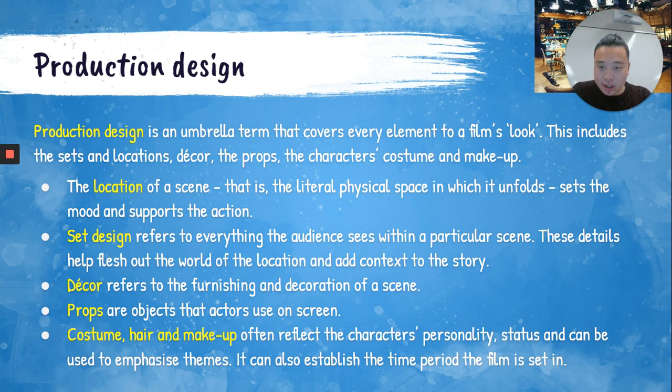Okie dokie. Production design is an umbrella term that covers every element of a film's look. This includes the sets and locations, the decor, the props, the characters' costumes, and the makeup. So we'll start off with location. The location of the scene refers to literally the physical space in which the scene unfolds. It's important because the location sets the mood and also supports the action. Set design refers to everything the audience sees within a particular scene. These details help flesh out the world of the location and also add a bit of context to the story as well. Decor refers to the furniture or the decoration of a certain scene.